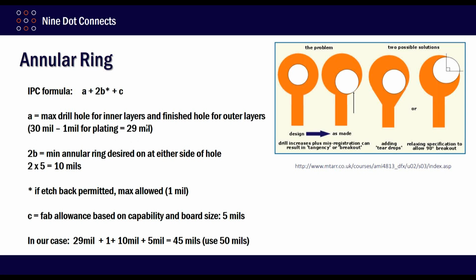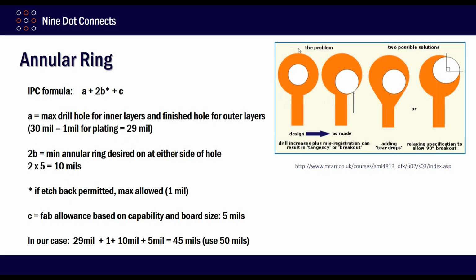I could leave it at 30, right? But I'm just going to try to give you some ideas of those things you need to contemplate. For 2B, we have a minimal annular ring on either side of the hole. So it's a 2, so I've got to multiply it. If I want to have at least 5 mils on either side of the hole over here, I need to have an additional 10 mils diameter added to my annular ring.